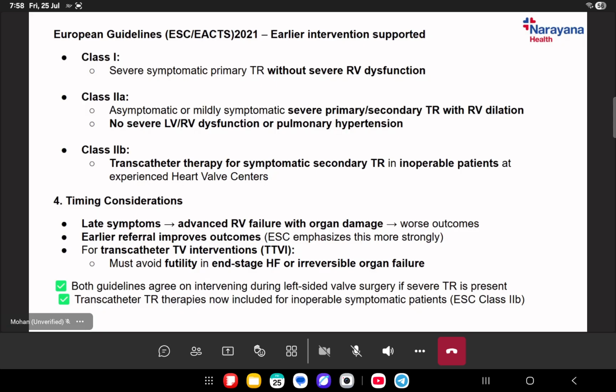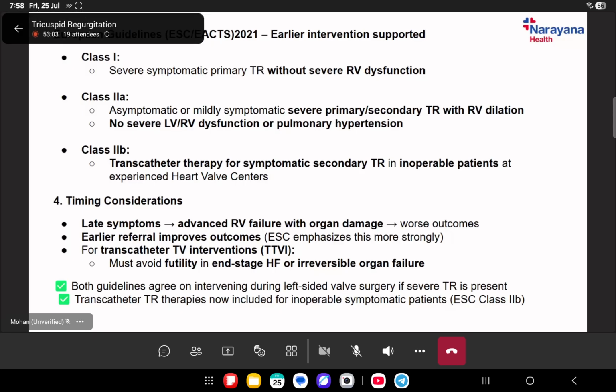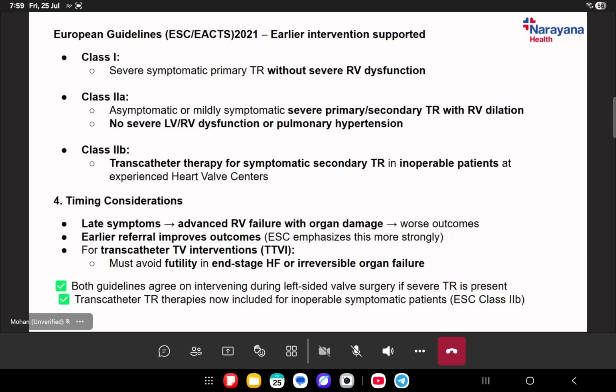So class 1 is severe symptomatic TR without severe RV dysfunction, and class 2A is asymptomatic or mildly symptomatic severe primary or secondary TR with RV dilatation, no severe LV or RV dysfunction or pulmonary hypertension. Class 2B is transcatheter therapy for symptomatic secondary TR in inoperable patients at experienced heart valve centers. So European guidelines added 2B for transcatheter therapy, whereas in AHA there is no such provision for transcatheter therapy.